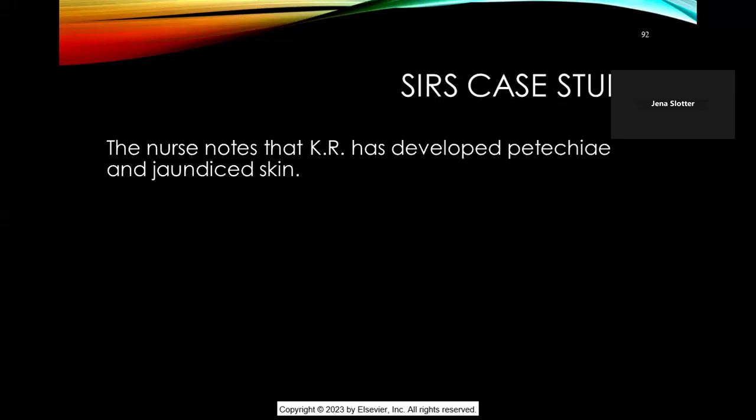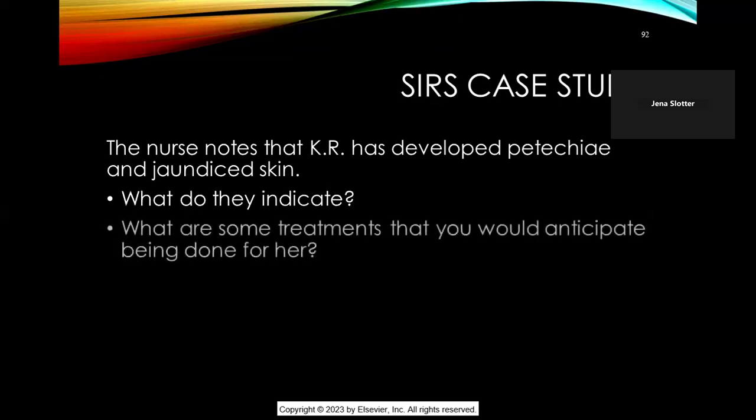Got a case, a little bit more to our case study: petechiae, jaundice skin. So jaundice, we're going to be kind of thinking about that increased bilirubin related to the liver, and wondering if the liver is starting to have some issues. The petechiae could be related to the clotting issues or DIC. So we're going to real quickly try to manage and treat this.